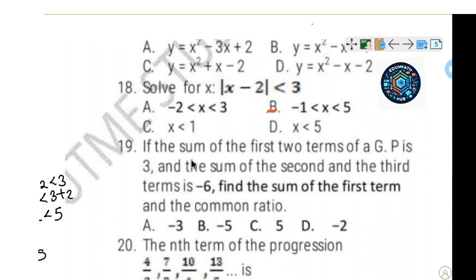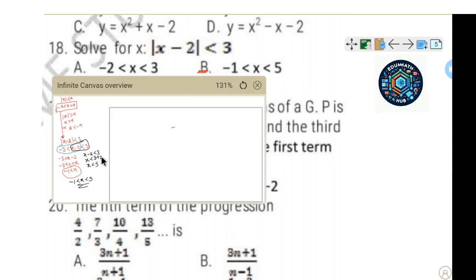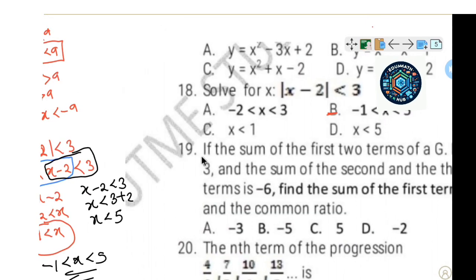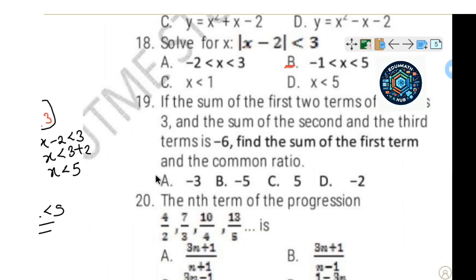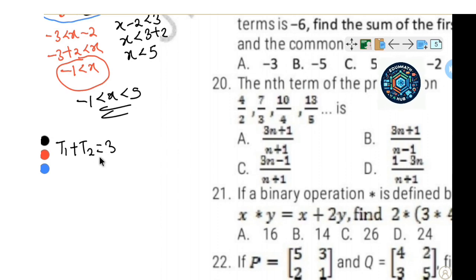Now for the next question, which is number 19: if the sum of the first two terms of a GP is 3, and the sum of the second and the third term is minus 6, find the first term and the common ratio. So let's take the first line. The sum of the first two terms of a GP will be the first term and the second term. If you add them together, you get 3. So that means first term T1 plus second term T2 equals 3.